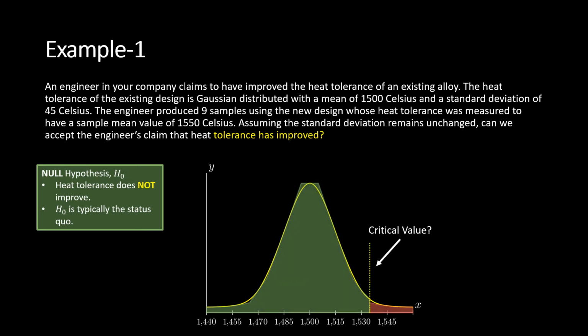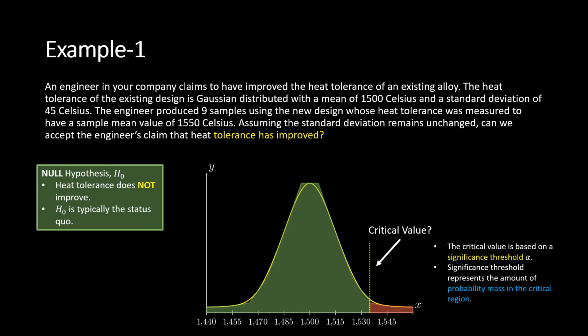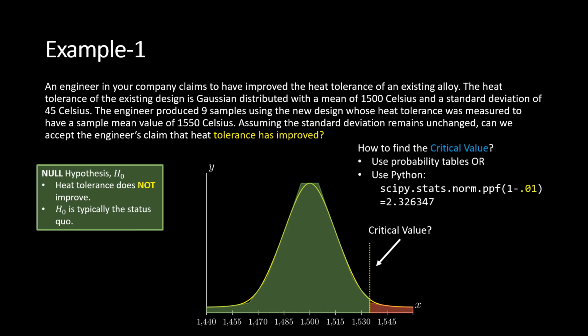The critical value is typically based on a significance threshold alpha. The significance threshold represents the amount of probability mass in the critical region. And typical values of alpha, or the significance threshold, are 1% or 5%. We can find the critical value either from probability tables or using the Python command below. Now note that the norm.ppf method gives us the inverse CDF of the distribution. Therefore, we set its argument to be 1 minus the alpha value instead of directly giving the alpha value, which is 0.01.